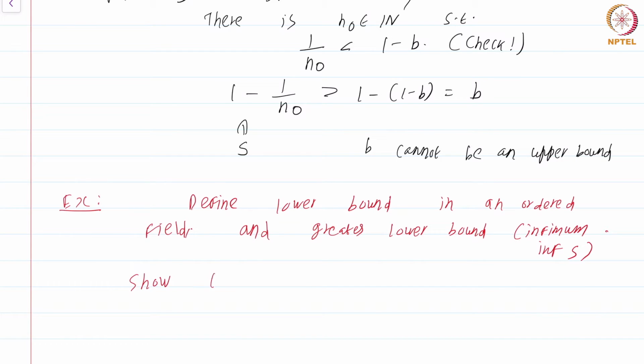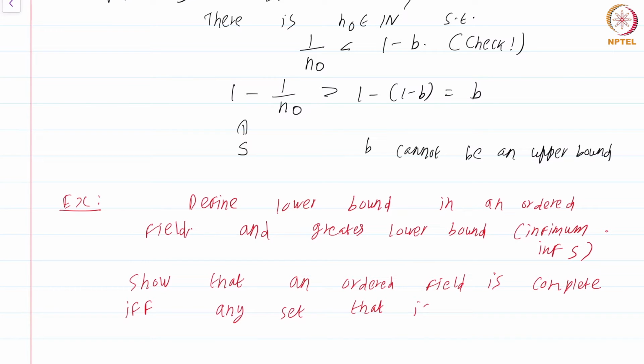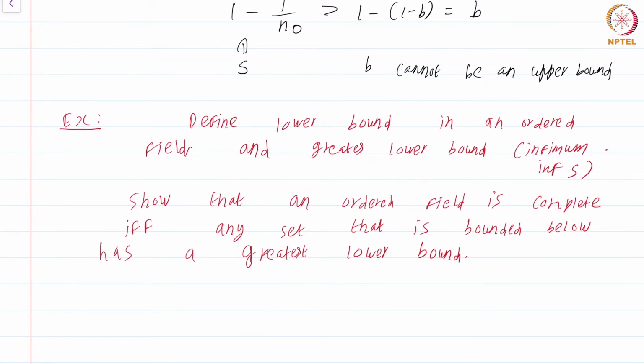Show that an ordered field is complete if and only if any set that is bounded below has a greatest lower bound. Okay, so do this exercise. You will have to define what lower bound is, you have to define what bounded below is, you will have to define what infimum is. Show that completeness is the same. You can reformulate completeness in terms of lower bounds instead of upper bounds.